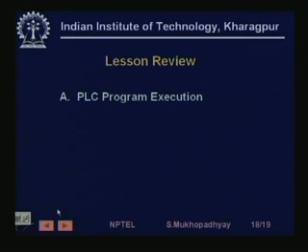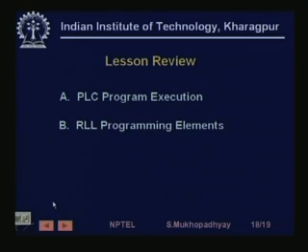One is a PLC program execution. The second is we have seen the simple RLL programming elements of NC and NO contacts and input and auxiliary contacts as well as output coils. And finally, we have seen two simple RLL programs which have shown how to create interlocks and how to create alternating motion.